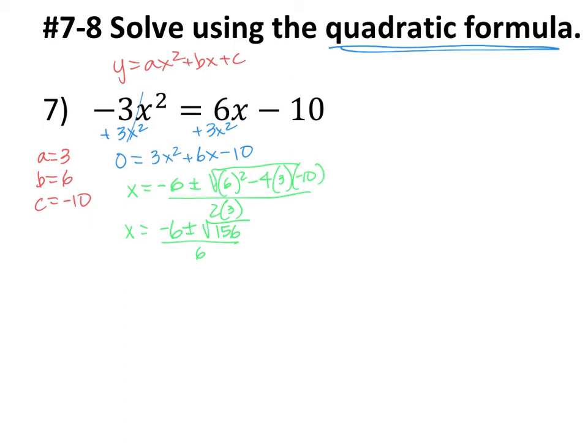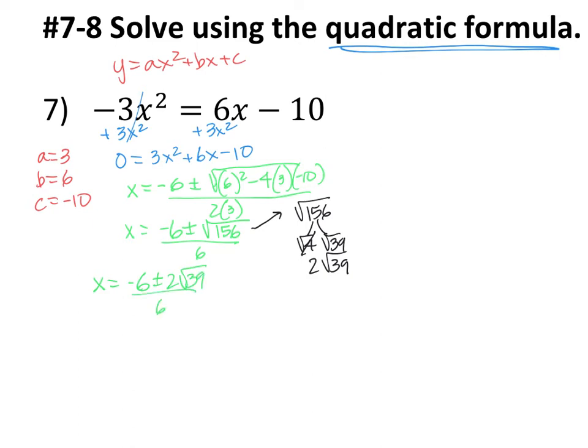Now you look at something like this and say, hey, is there more simplifying I can do? Absolutely. And in this case, we're going to take that square root of 156 and break it into a perfect square, which is the factors 4 and 39. So if you notice, the square root of 4 ends up being 2. So instead of that square root of 156, we're going to have the 2 radical 39. So let's go ahead and replace that. 2 square root of 39 all over 6.